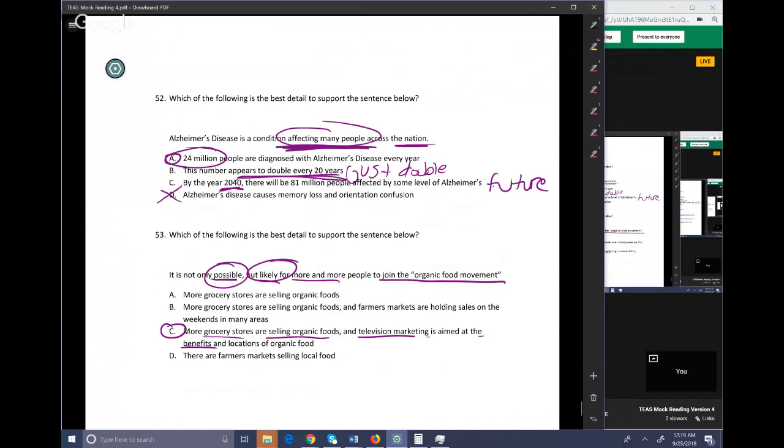Yes, it is true that B is good because you have not only grocery stores, but farmers markets. And that makes 2 things that make it possible. But it's leaving out likely completely. So the best answer you could possibly have would be one that says grocery stores, farmers markets, and advertising.